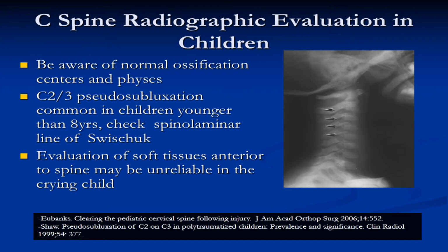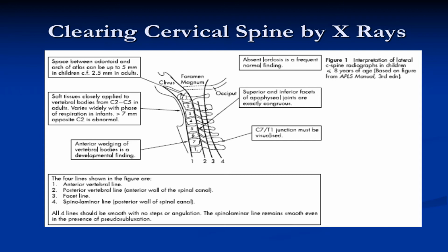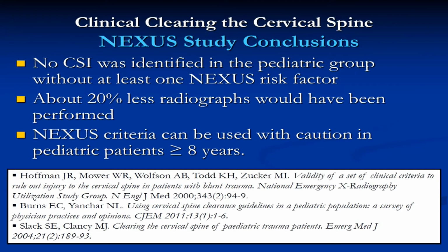Again, we should be aware of normal ossification centers and physes when evaluating the radiographs. C2-3 pseudosubluxation is common in children younger than 8 years. And then we should check the spinolaminar line. Evaluation of soft tissues anterior to the spine may be unreliable in the crying child. We are aware of the posterior cervical line, which is used whenever we suspect subluxation of C2 on C3. The standard criteria to clear the cervical spine by X-rays is followed.